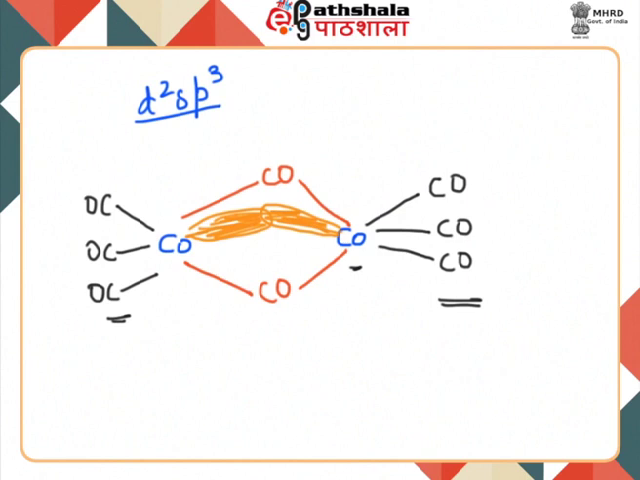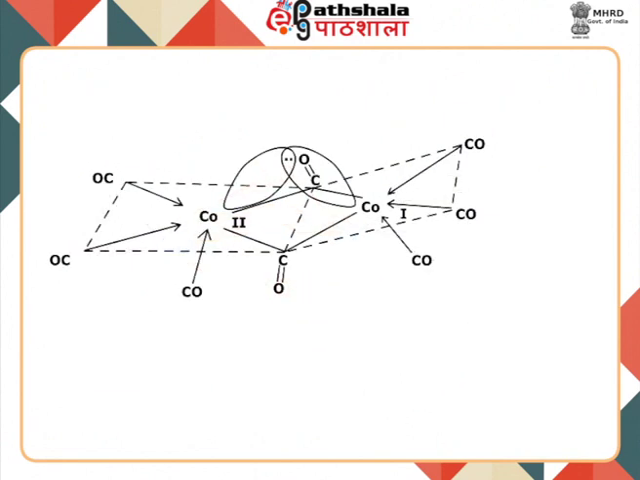So in all, what we have is the Co2 and there are two bridging carbonyls, one sigma bond between the two cobalts, and there are 6 terminal carbonyls, and so there are a total of 8 carbonyls, and this is how the structure of dicobalt octacarbonyl is. And let us look at this proper structure.